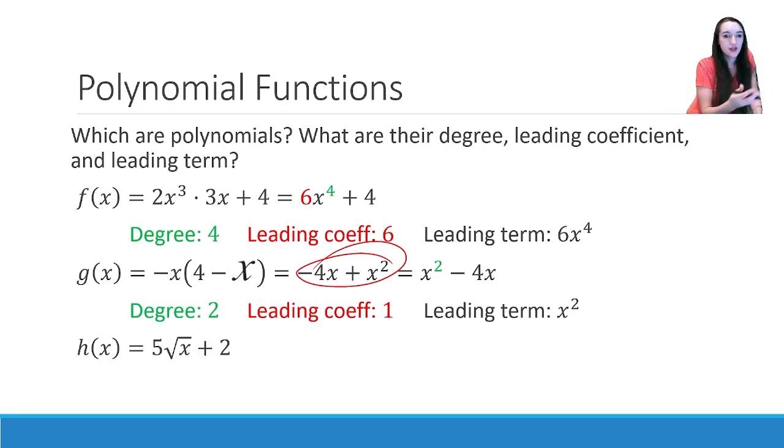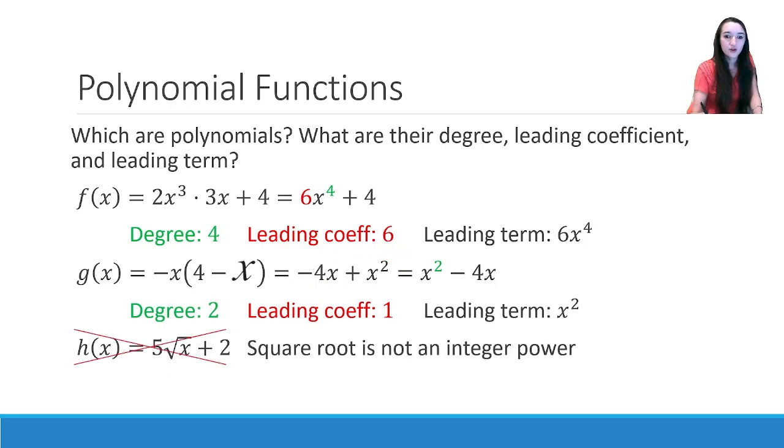But then the last one, well, now there's nothing really to multiply. I've got this x times the square root of x, which again we learned can be written as x to the 1/2, but 1/2 is not an integer value. So even though it's positive, it's not going to give us a polynomial. So the square root is not an integer power, and so h of x is not a polynomial at all. So we don't care about the leading coefficient or term or degree or anything, because it's just not part of this category.